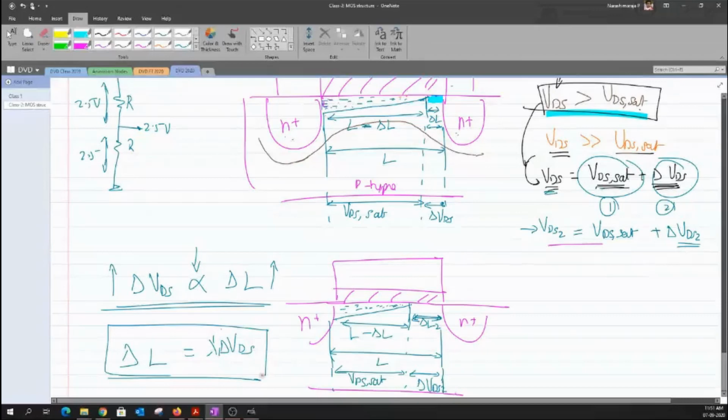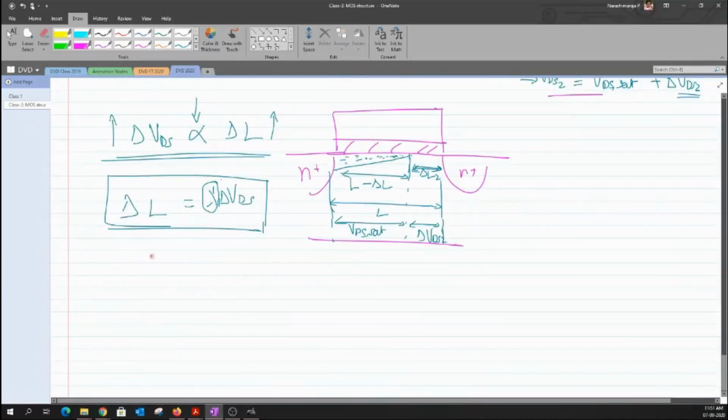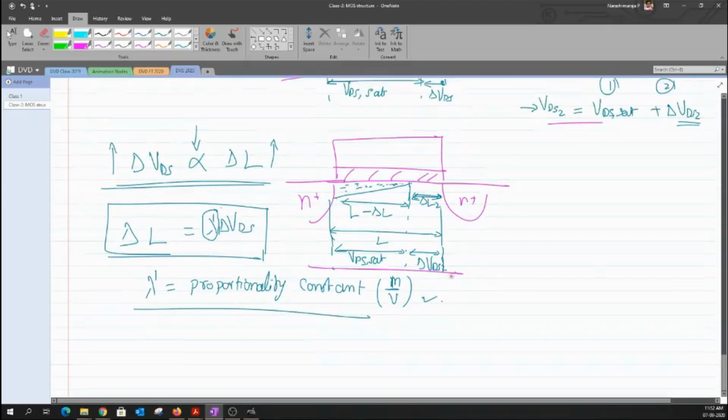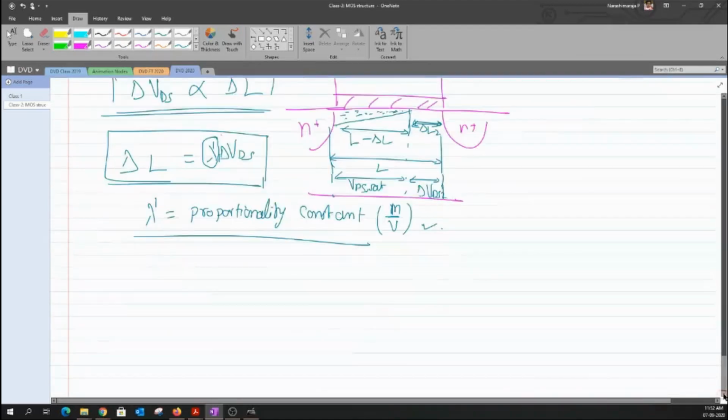Okay, and due to which one could actually rewrite this expression. Since they are proportional to each other, I've just introduced a proportionality constant which is known as lambda prime. Okay, so the lambda prime is just the proportionality constant, which has a unit of meter per volt. So we end up having this, and one can also talk about the channel length modulation effect here.